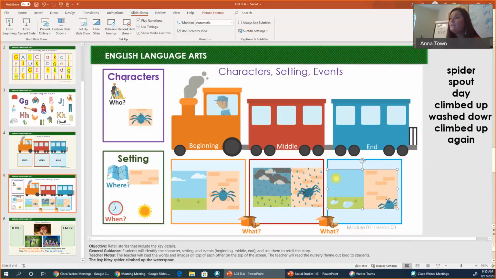So think about the characters, that's the who, like animals and people. In this story, it was the spider. The setting is where, that's the place, outside, and when is the time, which was daytime.